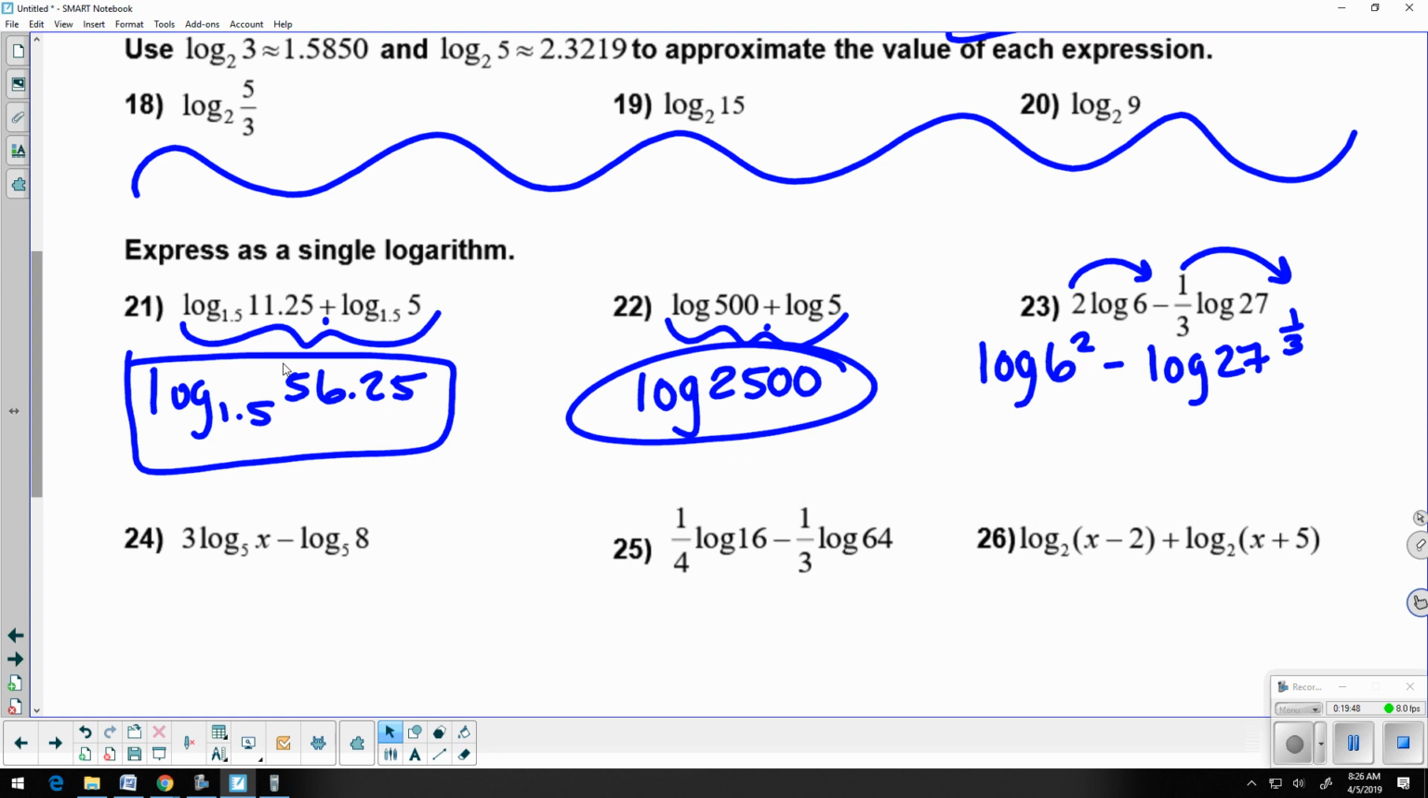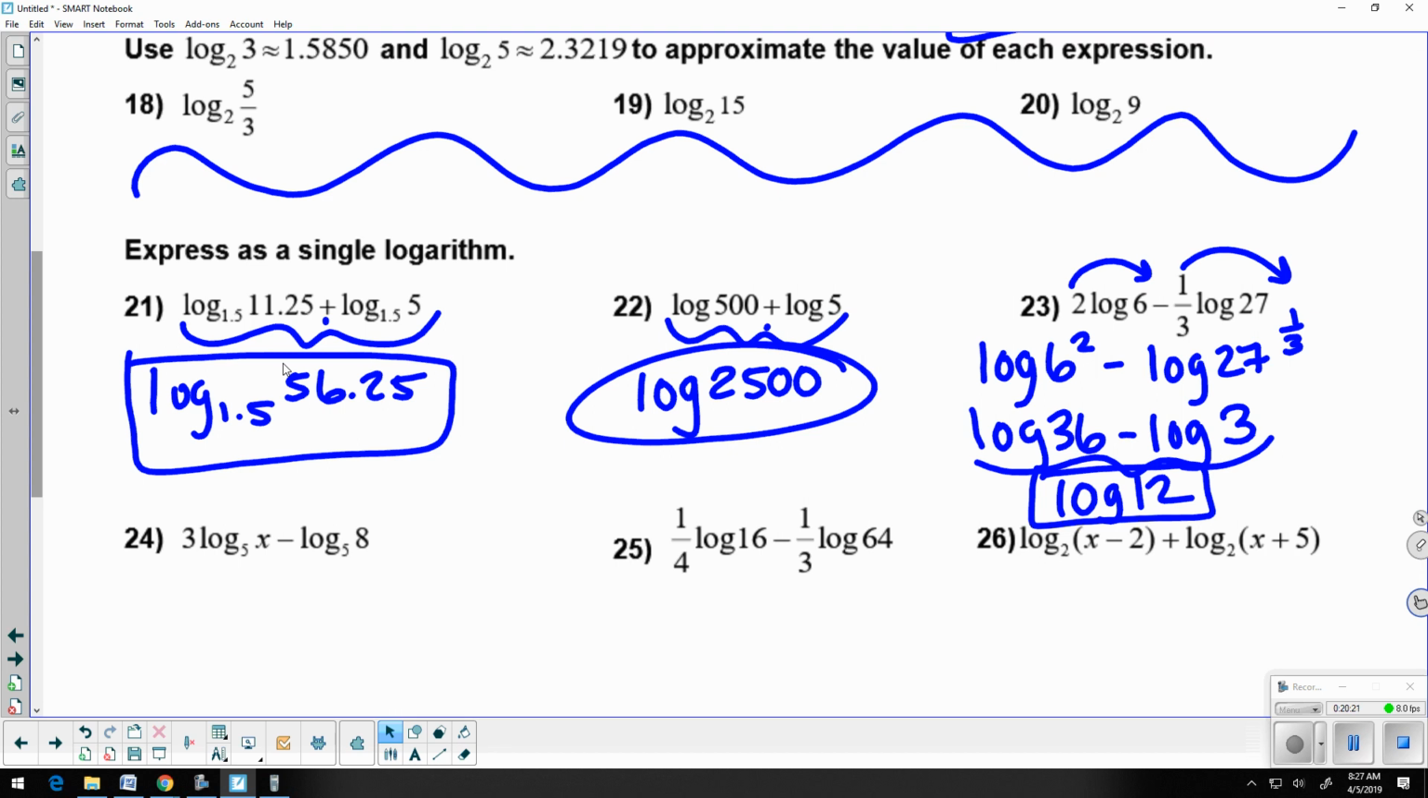Now I'm going to simplify this. So this is just log of 36 because that's 6 squared. And then we're subtracting log of 27 to the 1/3, which would just be 3. Okay, so that was the first property to take care of, the power, the exponent. So now we want to condense these two logs to be a single log. Since I see a minus sign in between though, I'm thinking division. So I'm going to keep this log and we're just dividing 36 by 3. So my answer would just be 12. So log 12.